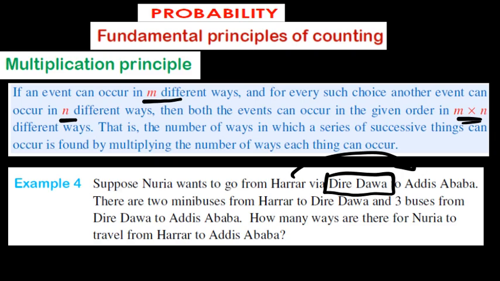So when you come back and see the definition, it says multiplication principle. What does it say? If an event can occur in m different ways, and for every such choice of m, if it has another n possibilities or different ways, then we can multiply m by n. Better to add another example.